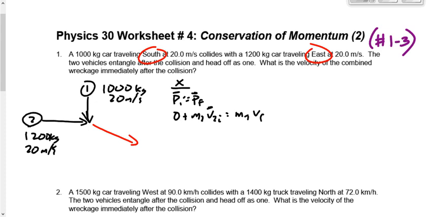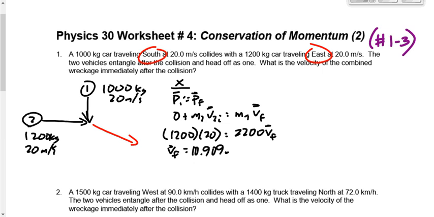Equals mass total times VF. Let's sub in our numbers here. M2 is 1,200 times 20 equals, the total mass is 2,200 times VF. And VF worked out to be, for the x component, 10.909. How many people got that? 10.909 meters per second. Yep, good.